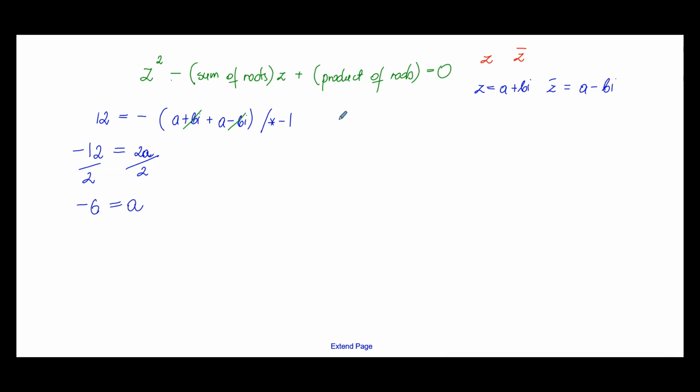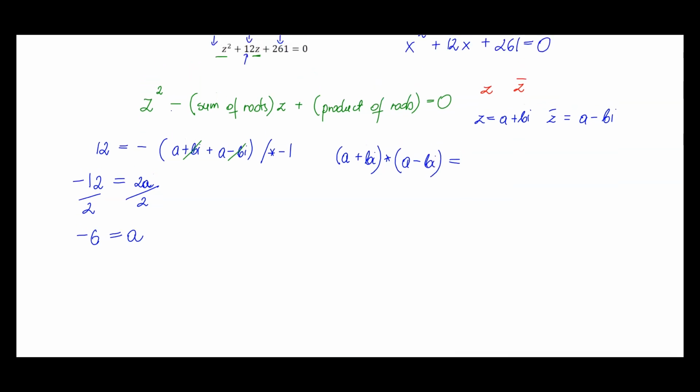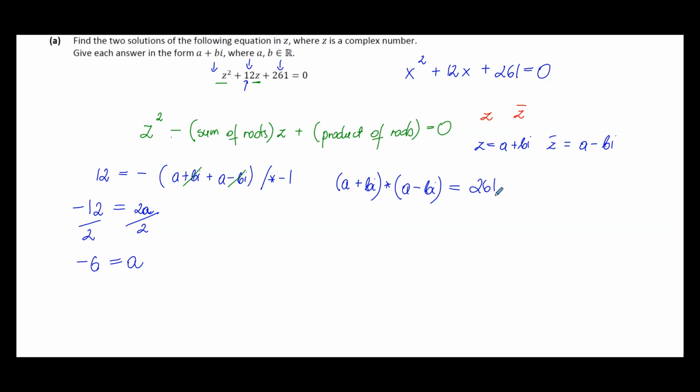Now let's go for the product. Product means what? Multiplication. So a plus bi multiply by a minus bi. And that equal, what's the equivalent of product in our equation? 261. Now, what do we have here? That is a multiplication of brackets that have the same elements. And what does the formula tell us? That when I have the same elements in brackets, difference plus and minus, it will equal to the first number to the power of 2 minus the second number to the power of 2. So that means a to the power of 2 minus, and then bi to the power of 2.